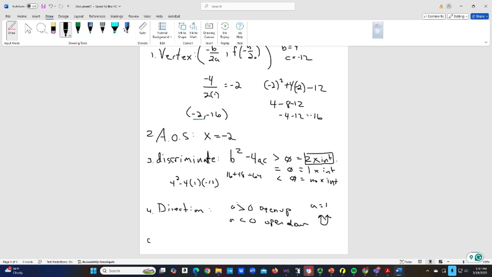Okay, and then lastly, we can know the width of our parabola. All right, and so to determine that, this is where I was thinking with my a. This is where if the absolute value of a is bigger than 1, then it's going to be pretty narrow. Okay, if the absolute value of a is bigger than 0, but less than 1, then it's going to be wide.